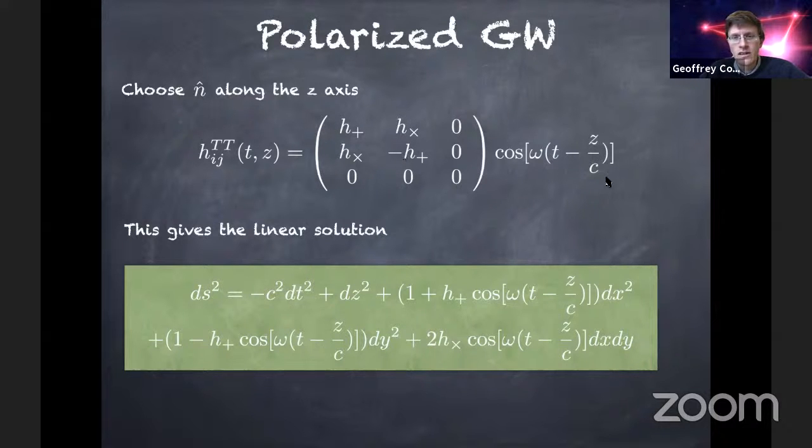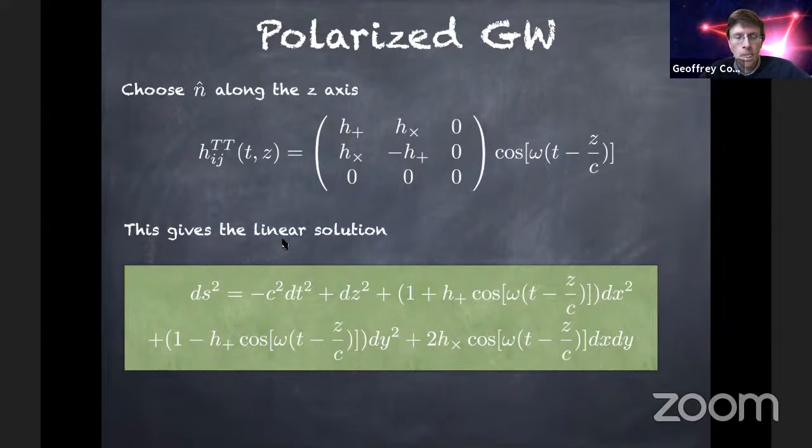And here is some exponential. I take a real basis, so I take a cosine. So here is the linearized gravitational wave propagating along the z-axis. There are two polarization modes, which are called h plus and h times.